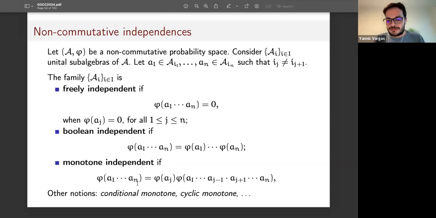In this case, again, I didn't put it here, but you must also ask for a total order on the set of subalgebras. So I can pull out A_j because it will be a peak on this non-commutative monomial, let's say. Okay, so just three examples of non-commutative independence in this setting, and there are many more: conditional, cyclic, etc.